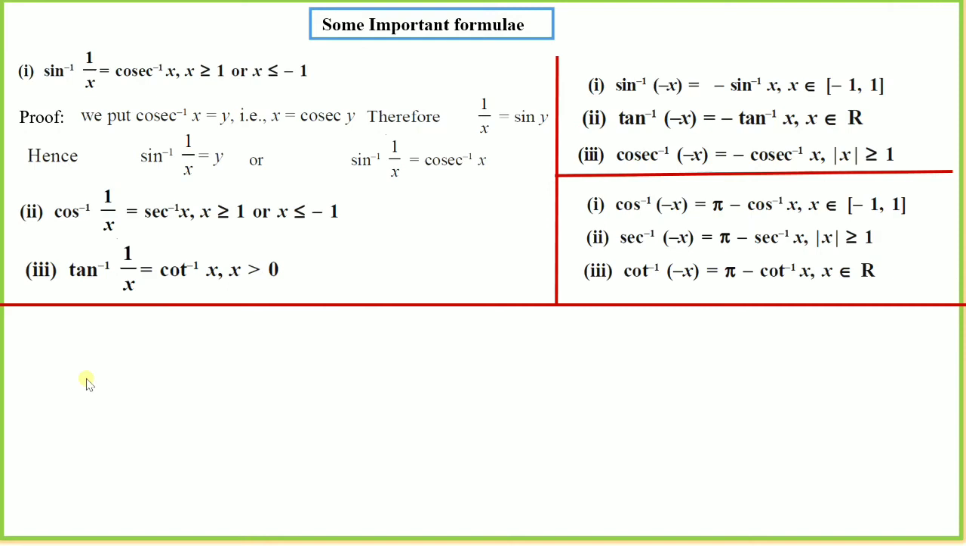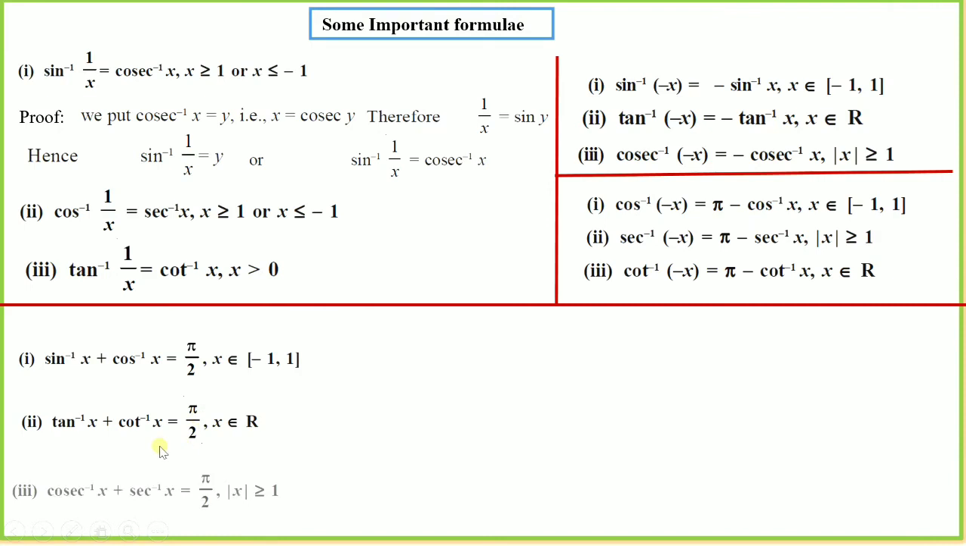In the same way, we also have three such formulae in inverse trigonometry: sine inverse x plus cos inverse x is equal to pi by 2. You need to see here, these are complementary inverse trigonometric functions. So sine inverse x plus cos inverse x is equal to 90 degrees, tan inverse x plus cot inverse x is also 90 degrees, and cosec inverse x plus sec inverse x is equal to pi by 2.